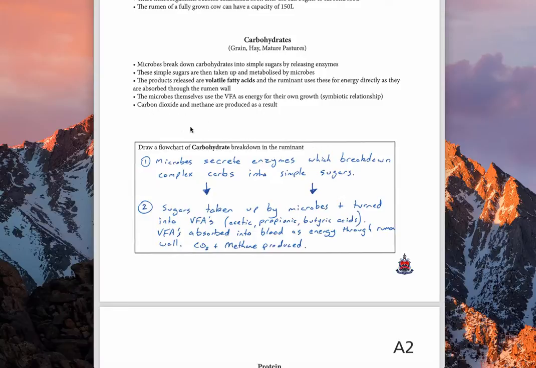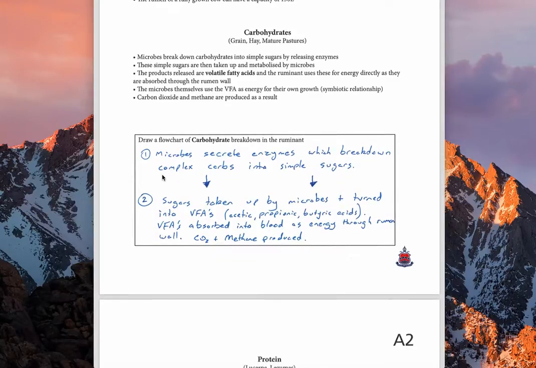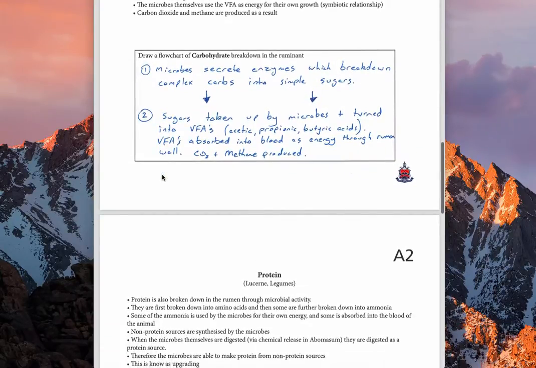One of the side effects of this process of carbohydrate breakdown by the microbes is that a large amount of carbon dioxide, CO2, and methane is produced. This is a large issue, as ruminants produce a large amount of methane, which contributes to the greenhouse effect. This is an area for future research in terms of reducing the methane produced by cattle, but that's an important point there.